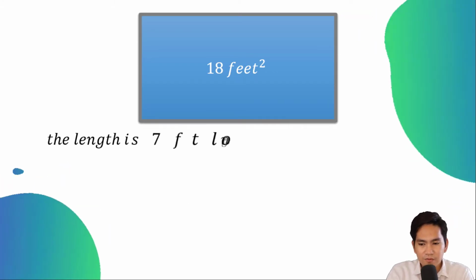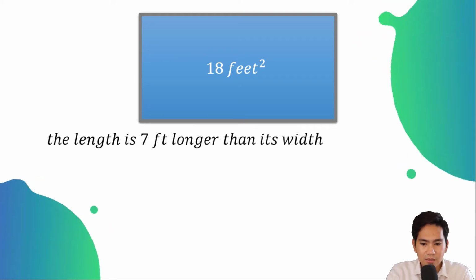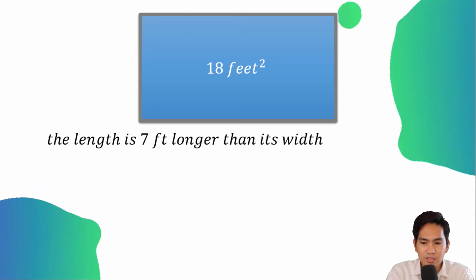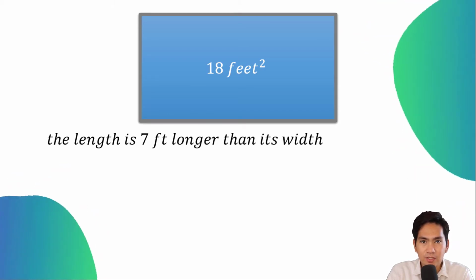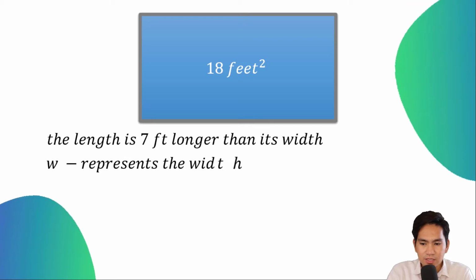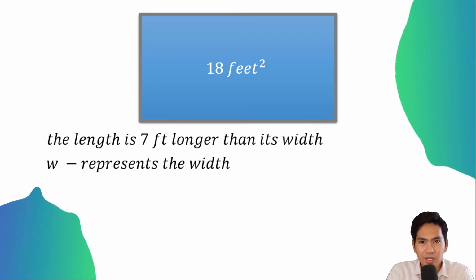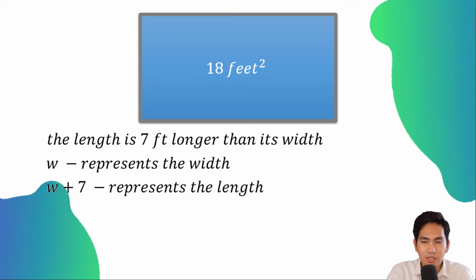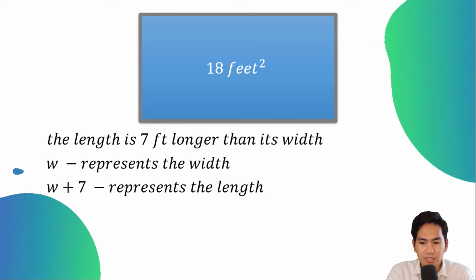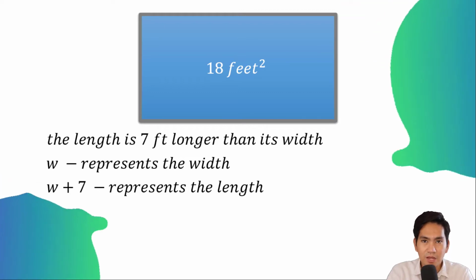But what if there's a student that says the length is 7 feet longer than its width? So how are we going to answer this one? If we are given this kind of problem, therefore we must translate this into mathematical symbols. For example, when we say that the length is 7 feet longer than its width, therefore we represent width as W. And the representation of the length will be W plus 7, because it is said here that the length is 7 feet longer than the width. So that means W plus 7.